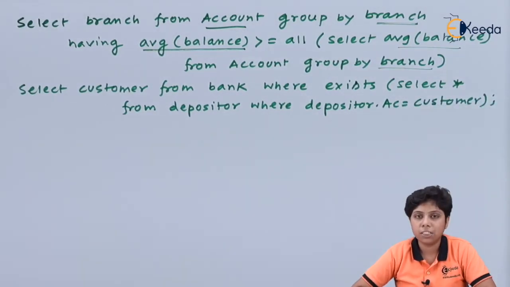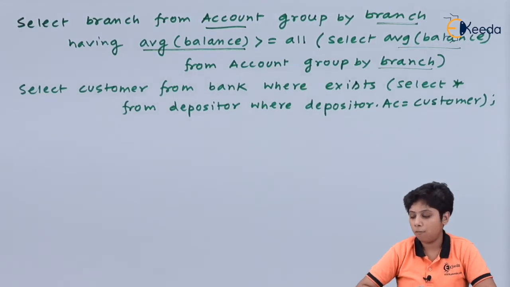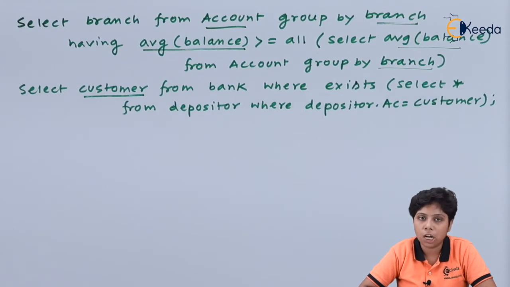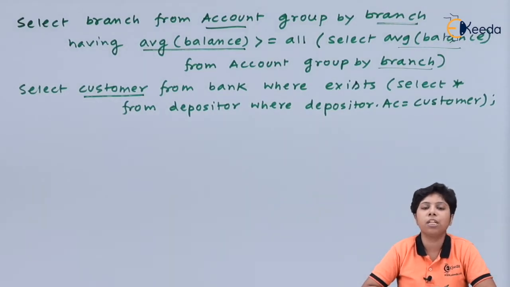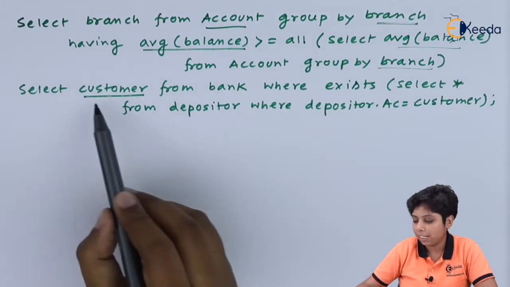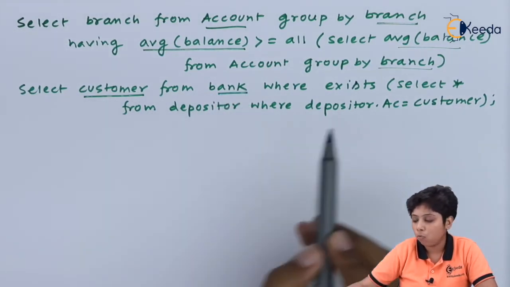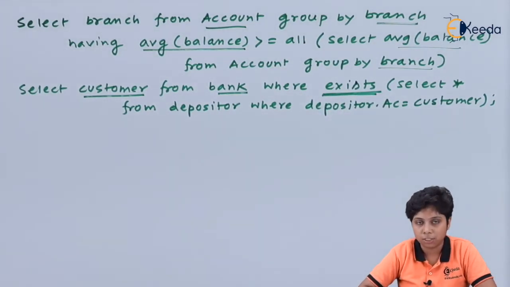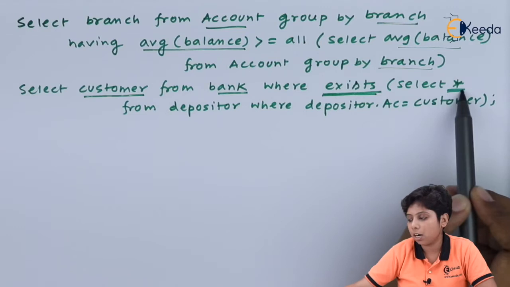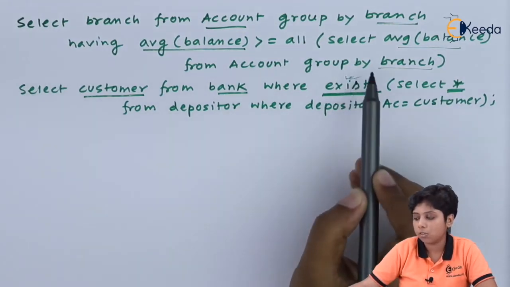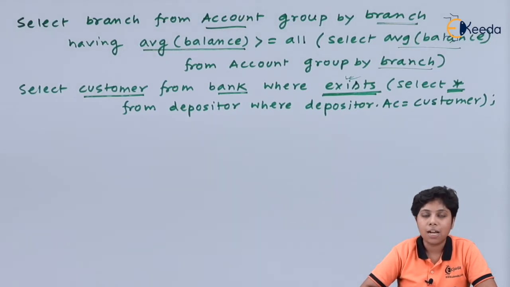Here we are solving this query to the problem of fetching the customer names who have both an account in a bank and also a loan account as a depositor. So first we are selecting the customer from bank where exists. This is checking for an empty relation. If the select star produces any number greater than 0, then the exists clause will be satisfied. Other than that, it will not be satisfied.